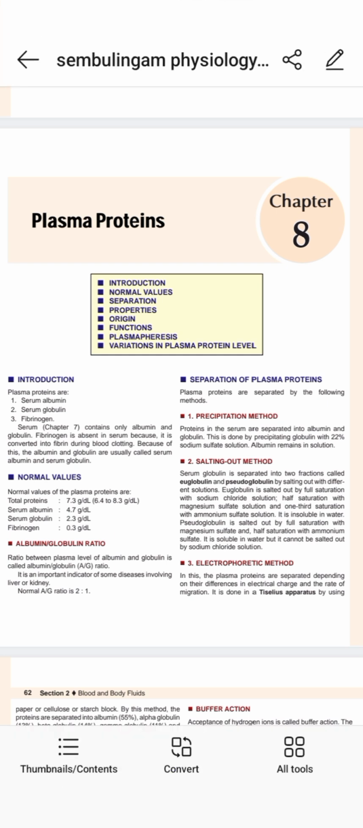In the salting out method, serum globulin is separated into two fractions called euglobulin and pseudoglobulin. Next is the electrophoretic method. In this method, proteins are separated into albumin, alpha globulin, beta globulin, gamma globulin, and fibrinogen.